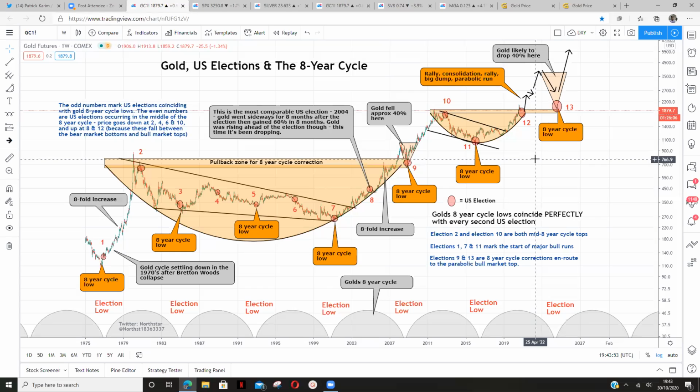So that's another piece of evidence to suggest that we're not going to see that scenario unfold. The elections which took place in between the 8-year cycle lows, for example election number 2, formed the secondary peak on that parabolic bull market top, which was a bit like number 10, where we saw the secondary peak just after the parabolic rise, the final part of the bull market here. So points number 2 and 10 are very analogous, very similar.